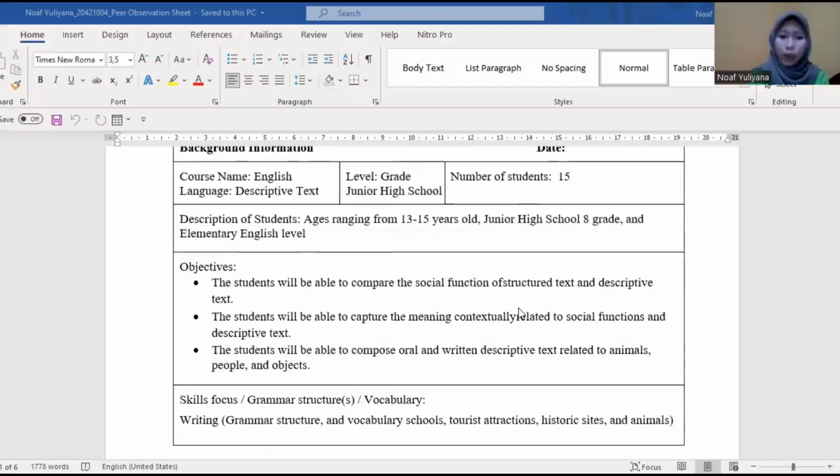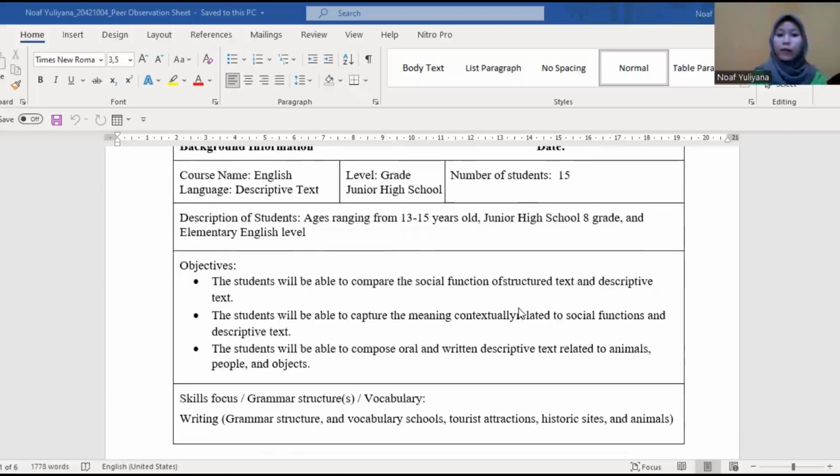Next is objective. The objective has 3 points. First, the student will be able to compare the social function, structure, and text of descriptive text. The second point is the student will be able to capture the contextual meaning related to social function and descriptive text. And the last, number 3, the student will be able to compare oral and written descriptive text related to animal, people, and object.